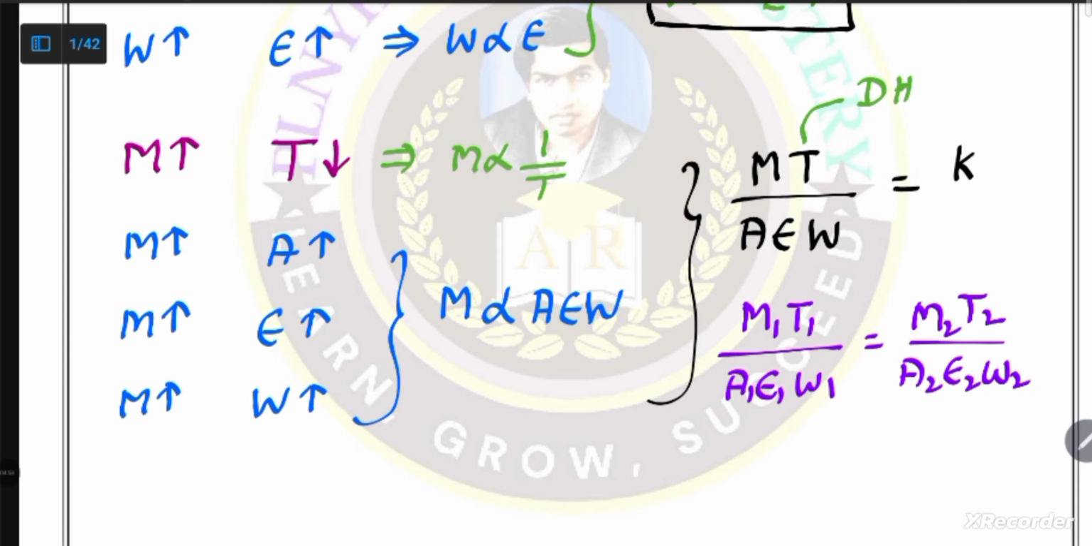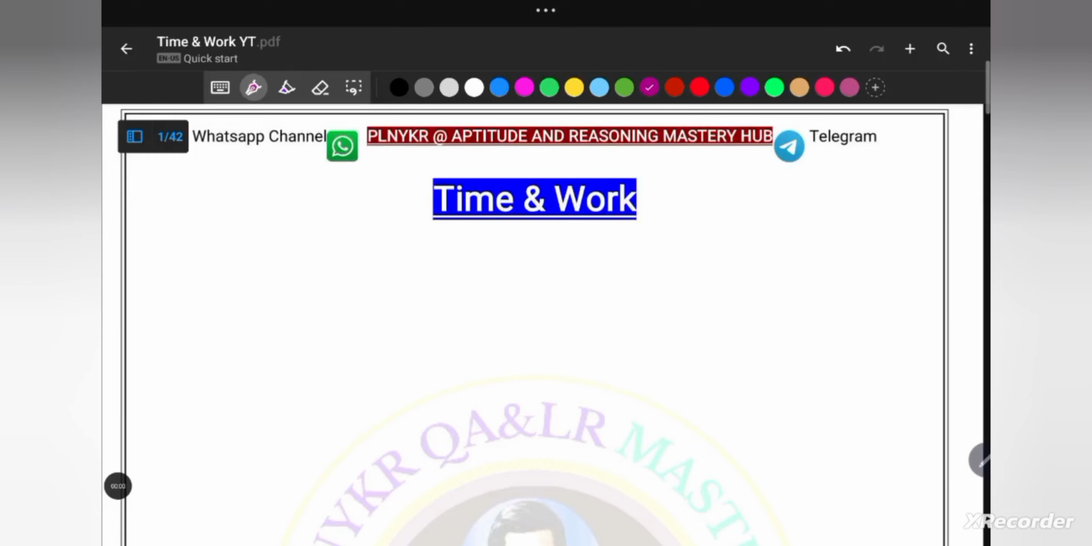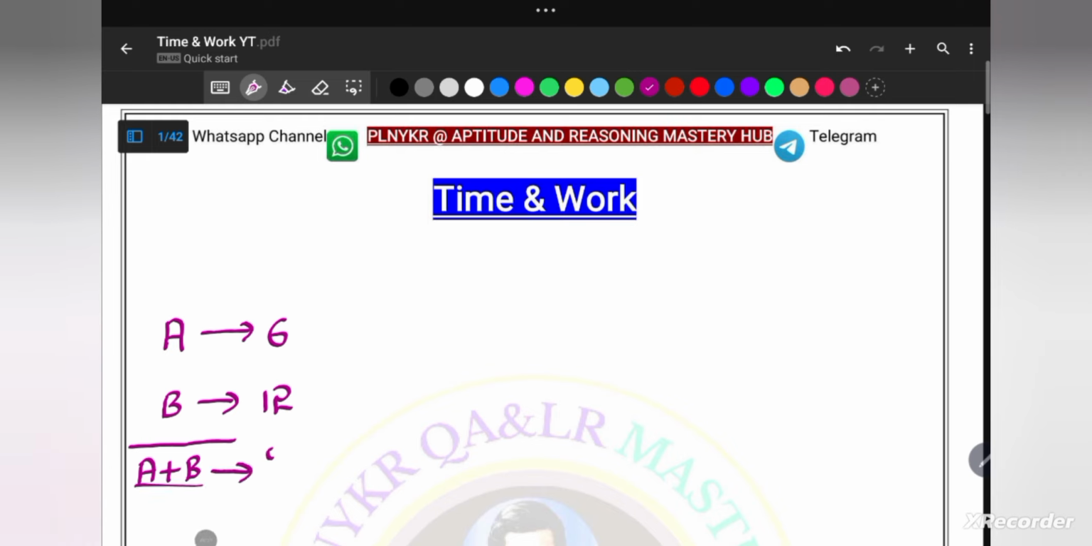Next, before going to the sum, let me explain how the question is framed and how many different methods there are to solve the question. The question is, A will be able to complete the work in 6 days, whereas person B is able to complete the work in 12 days alone. Now the question is, previously they were working alone, now they are working together, how much time will be taken by them to complete the work?